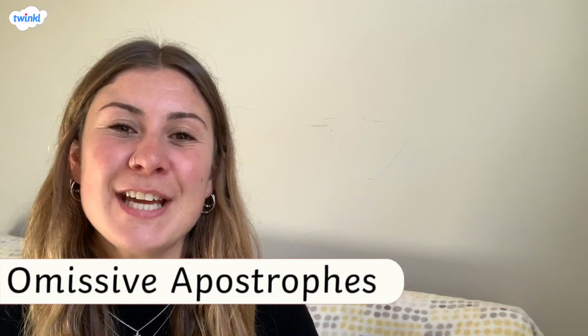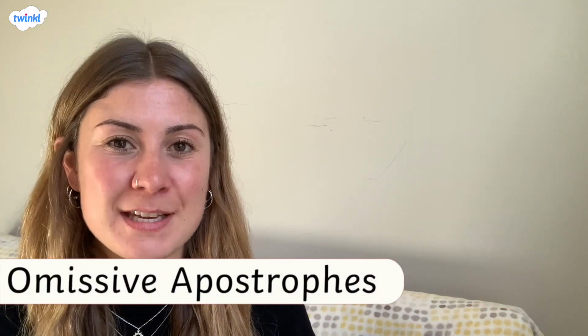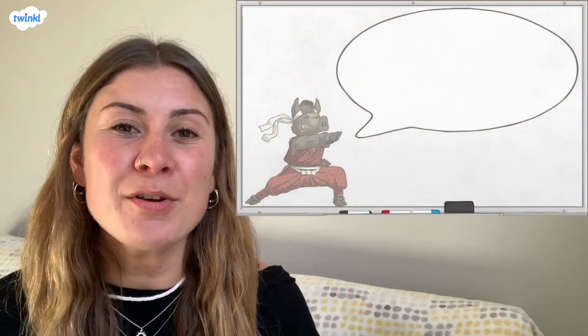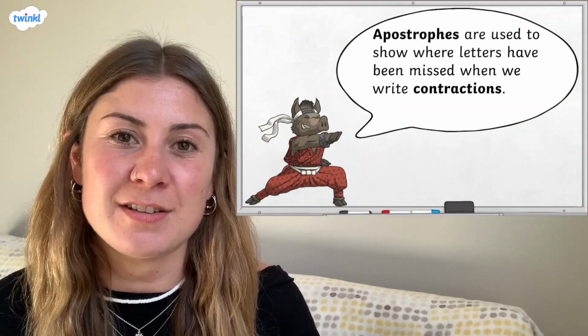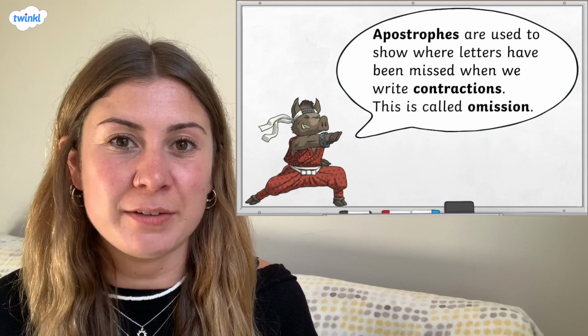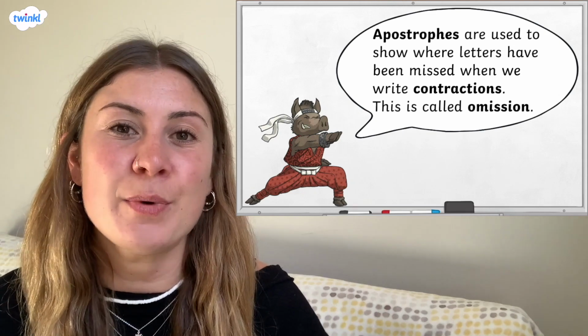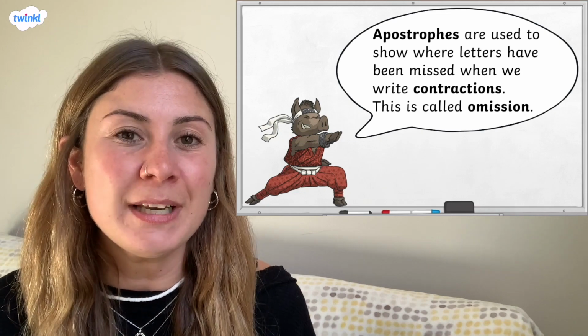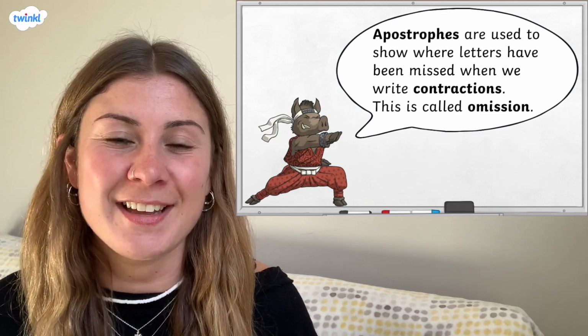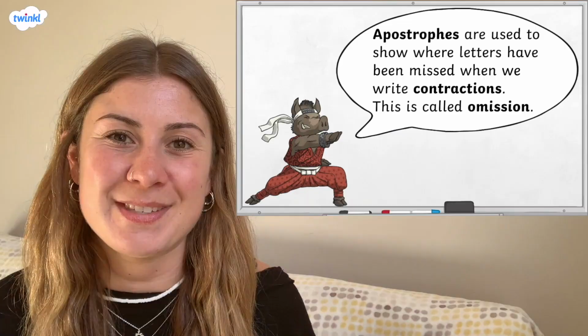Hi, in this video we're going to be looking at omissive apostrophes. Apostrophes are used to show where letters have been missed when we write contractions. This is called omission. A contraction is where two words are combined together to make a shorter one. These are commonly used in informal writing. Let's take a look at some examples.